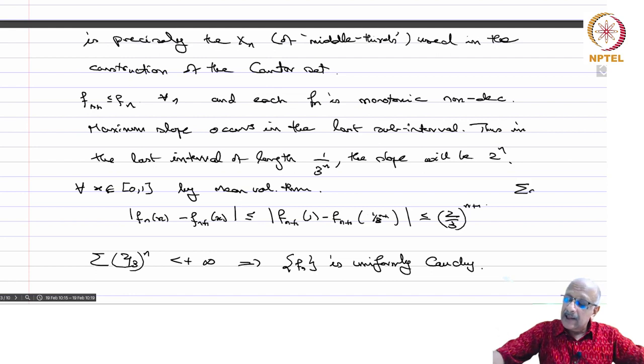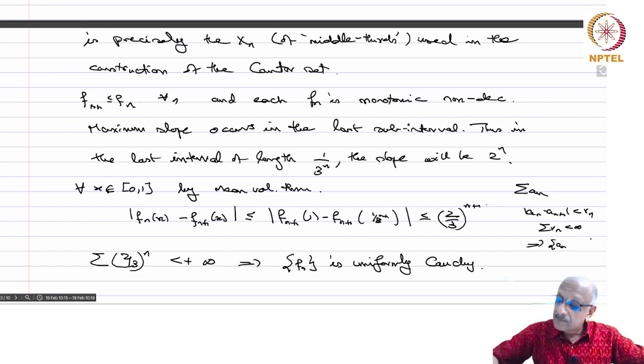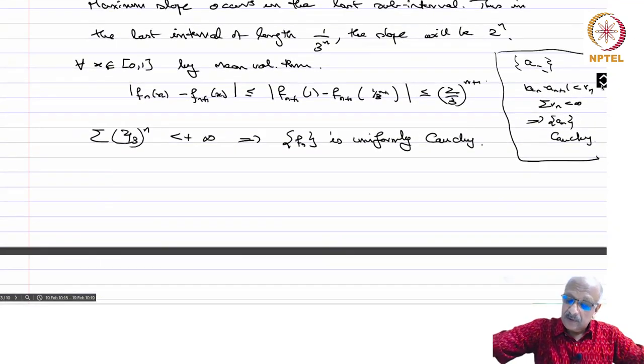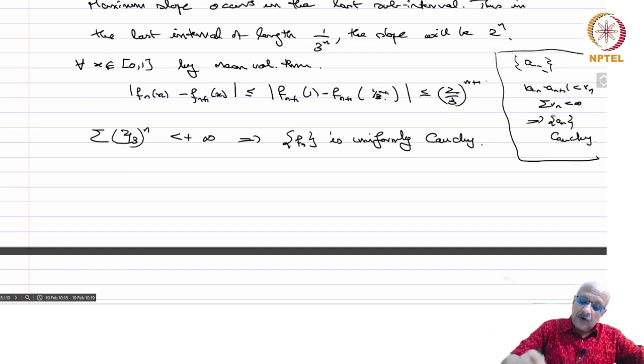So if you have a sequence an such that |an minus an+1| is less than Rn, and sigma Rn is convergent, this means that an is Cauchy. Subsequent terms are in a convergent series, then this is Cauchy. This is an easy fact to prove, so you should be able to convince yourself about this. And this is uniform for all x we have, and therefore you have uniformly Cauchy. Okay, so you have a uniformly Cauchy sequence on an interval.